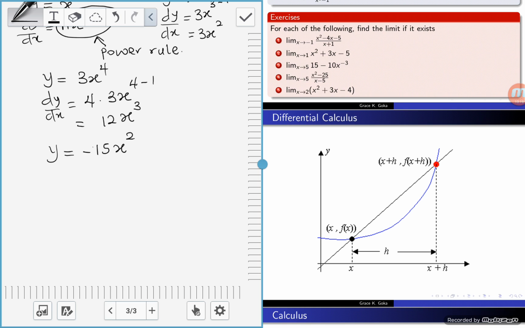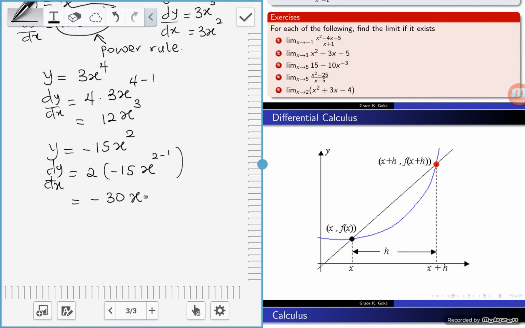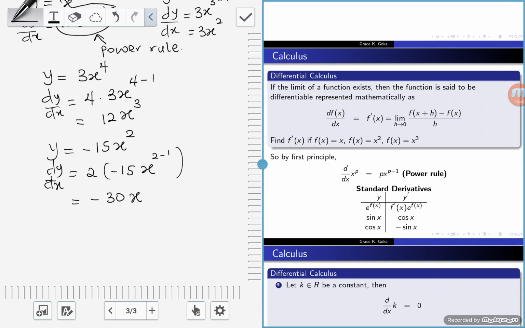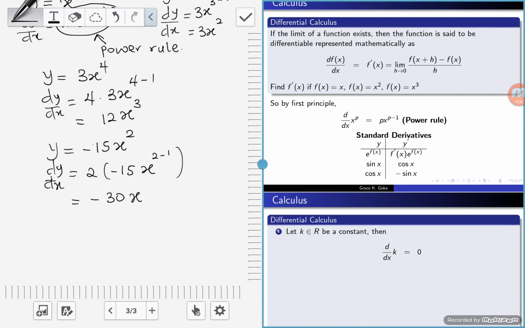Okay, all right, so it means that dy/dx is equal to multiplying the 2 by the function, so 2 times negative 15x, subtract 1 from 2, and simplifying this, 2 times negative 15, which is negative 30, x to the power 1. Okay, so now we know that if we have a function, we can use the first principle to find the derivative. We can also use the power rule to find the derivative.